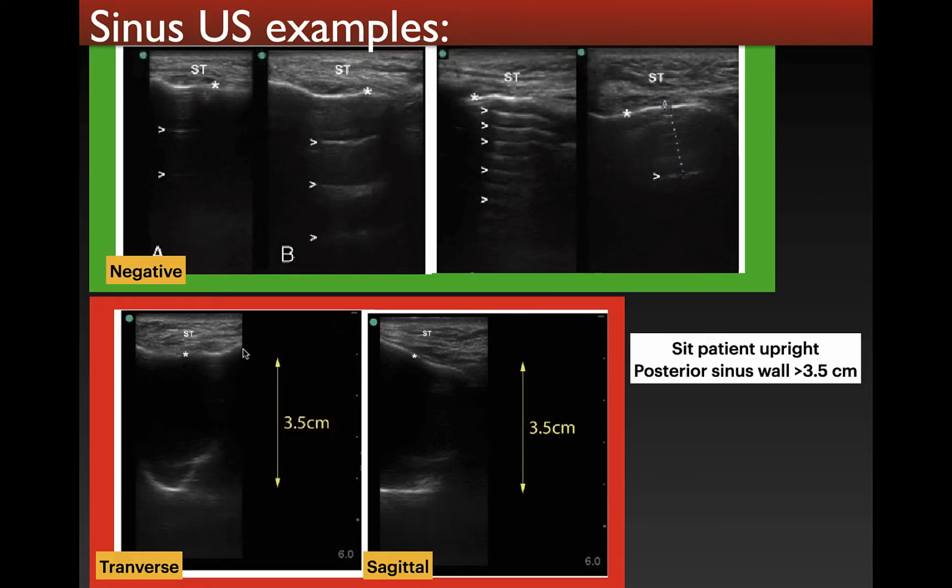We'll start with abnormal down here. So in the transverse view, the sinus has this kind of V shape in the back, and the back of the wall should always be at least 3.5 centimeters.